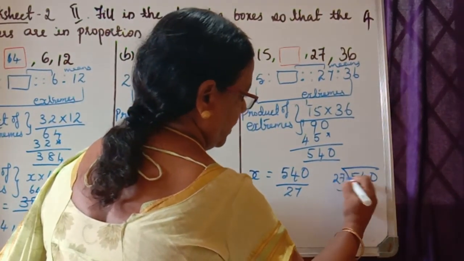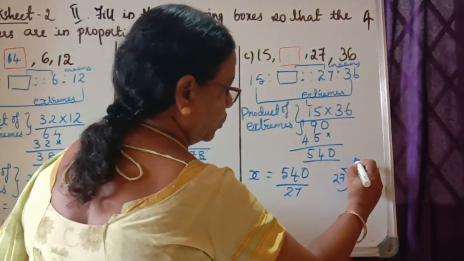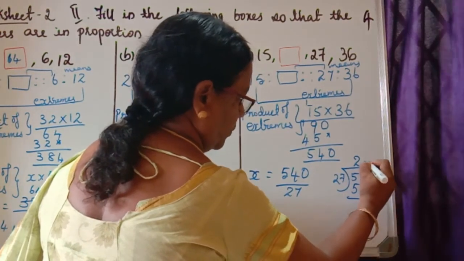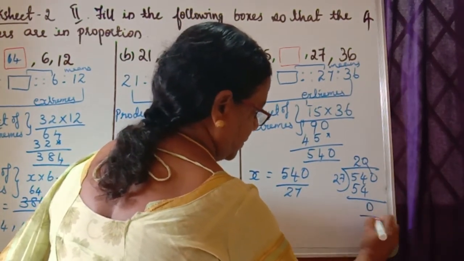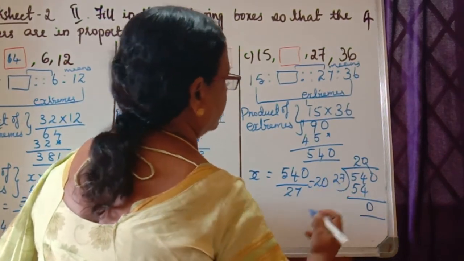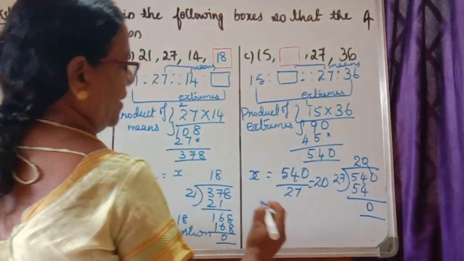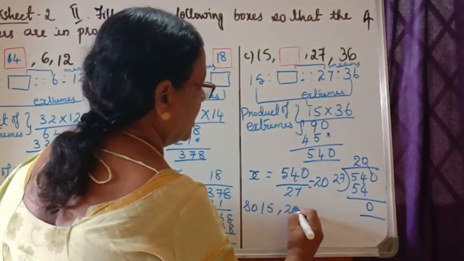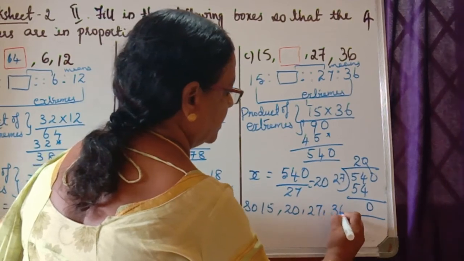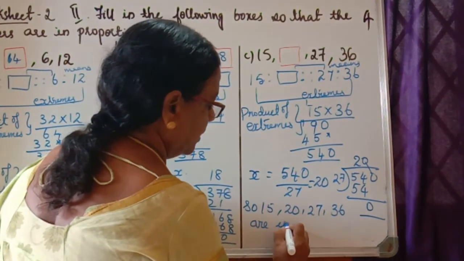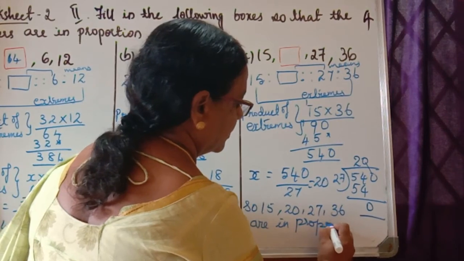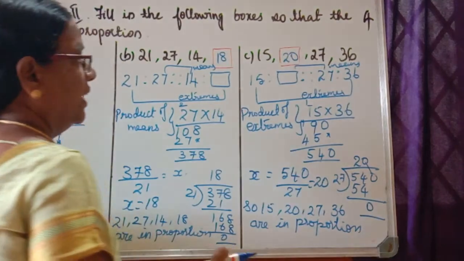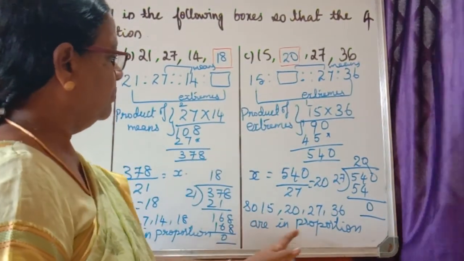540 divided by 27. In 54 there are two 27s. Two 27s are 54. So this 0 we have to carry here. Remainder is 0. So what is the other mean? 20. So 15, 20, 27, 36 are in proportion. When you are getting 20 in the box, then these terms are in proportion.